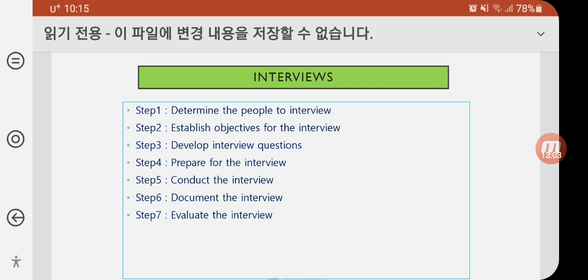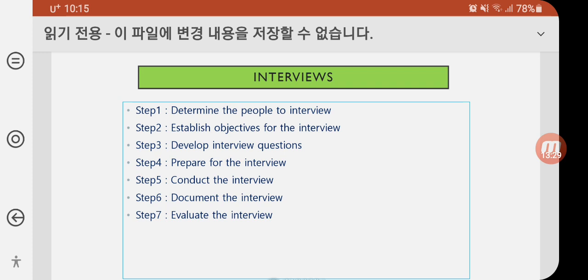The first step is to determine the people to interview. Select the right people and ask the right questions. Don't rely on just an organization chart. In this step, decide on group or individual interviews.